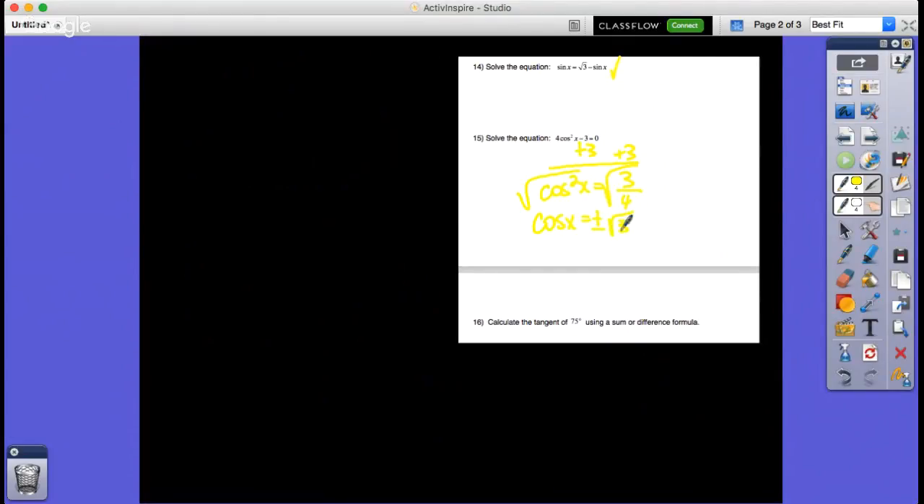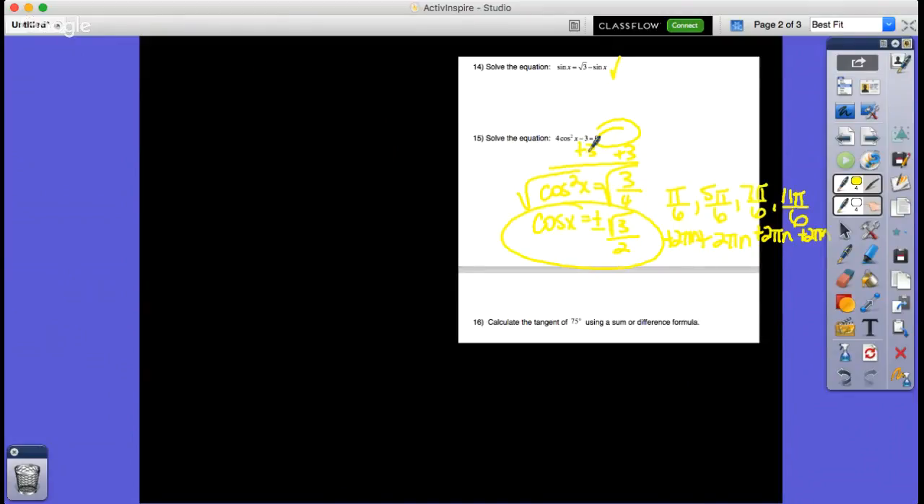The square root of 3, and what's the square root of 4? That's 2, right? Whereas cosine of x equals plus or minus the square root of 3 over 2. And so, again, I'd look at my unit circle, and that's where I would get all my angles, I think pi over 6, 5 pi over 6, 7 pi over 6, and 11 pi over 6. And remember, I would add 2 pi in for each of these, okay? Because there is no interval there, okay?